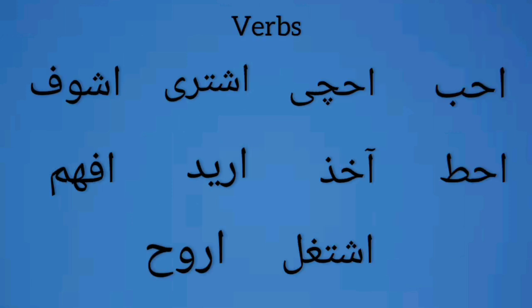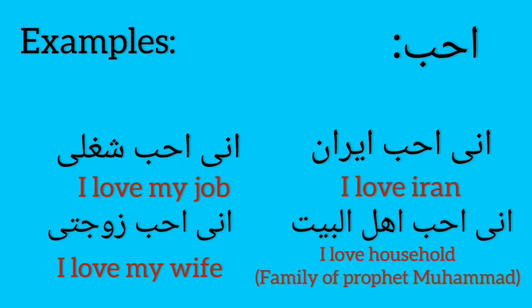The first verb is actually ahib. Ahib basically means I love or I like. For example, أني أحب إيران. I love Iran. أني أحب شغلي. I love my job. شغل basically means job, and شغلي, with the attached pronoun, means my job. I love my job. أني أحب شغلي.